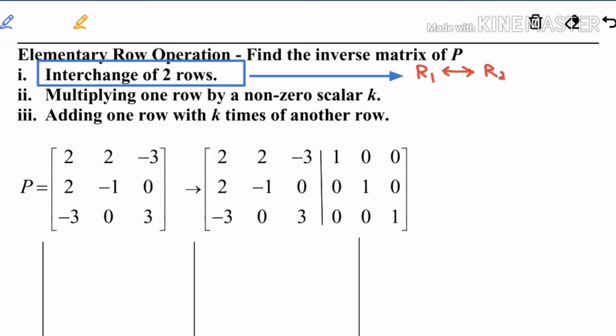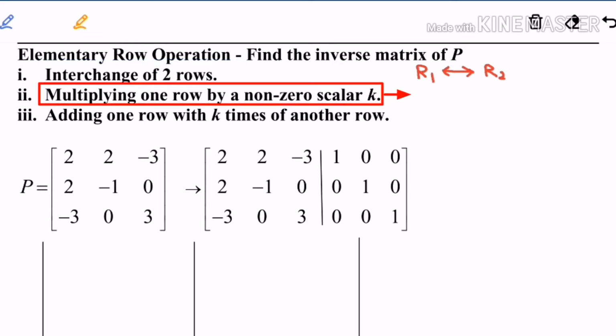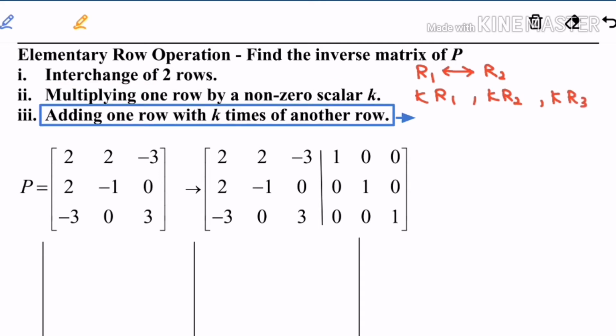we have to interchange. Rule number 2: multiply one row by a non-zero scalar k. So the way of writing will be k multiply with R1, or k multiply with R2, or k multiply with R3. Rule number 3 will be adding one row with k times of another row. So the way I'm writing is R2 plus k R1, or R3 plus k R1.